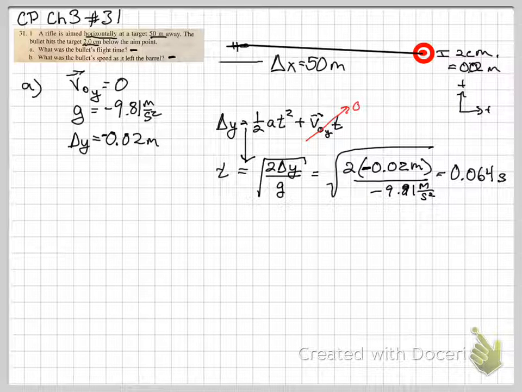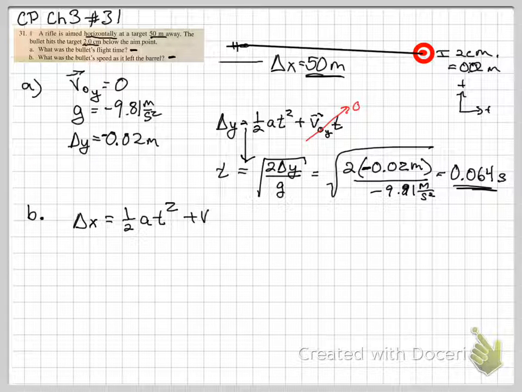That brings us to the next question: what's the bullet speed when it left? We know how long it was in the air, and we know how far it traveled. So that brings us to again using the position equation, but this time we're talking about the change of position in the horizontal, so all of our values are going to be for the x dimension. So we set up our equation, remembering that it's for the x direction.